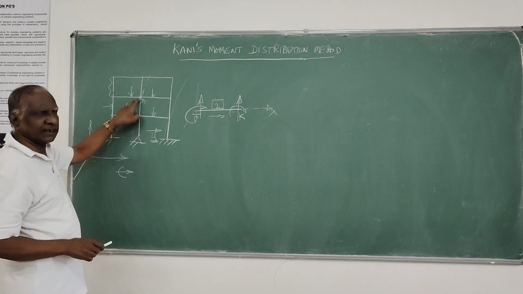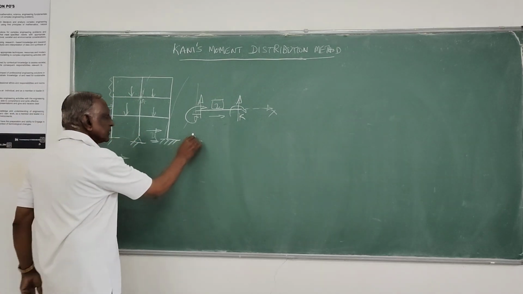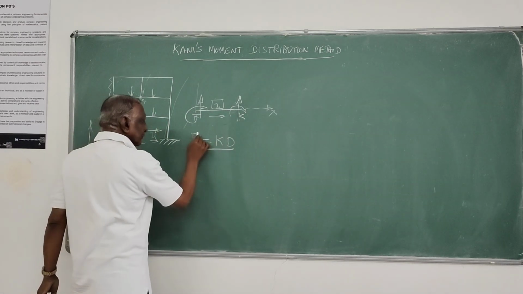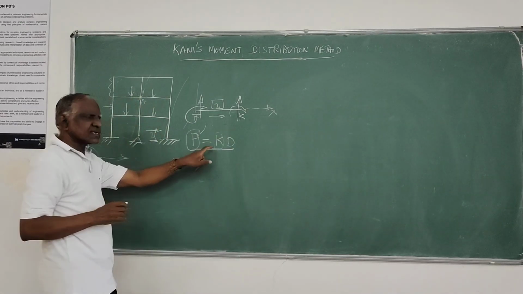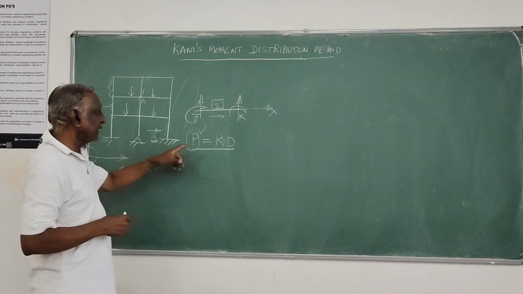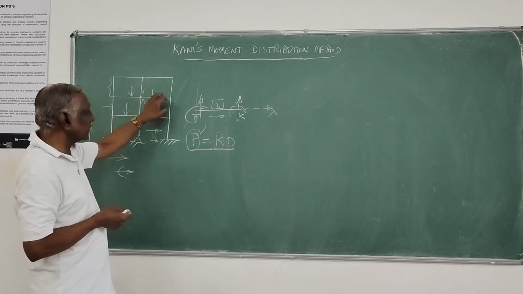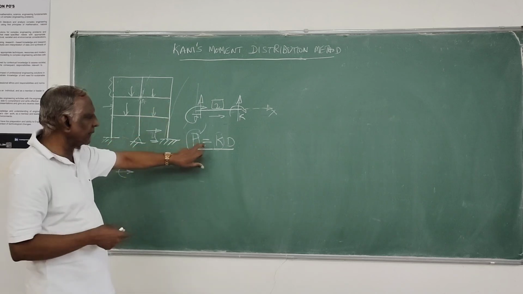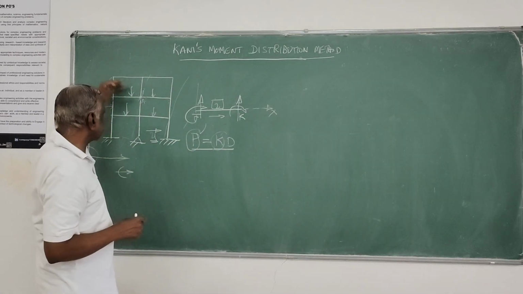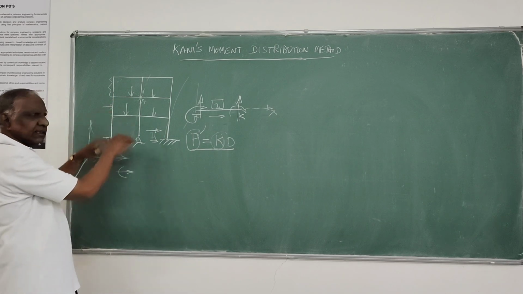Using that condition, having analyzed the load and arrived at the displacement, we use the force displacement relationship. The force applied is proportional to displacement, or P is equal to KD, where K is the property of that particular material as well as the cross section of the member, that is stiffness. When that is known, this K also can be determined. Knowing the external load and this K value, you can determine the displacement at each joint.